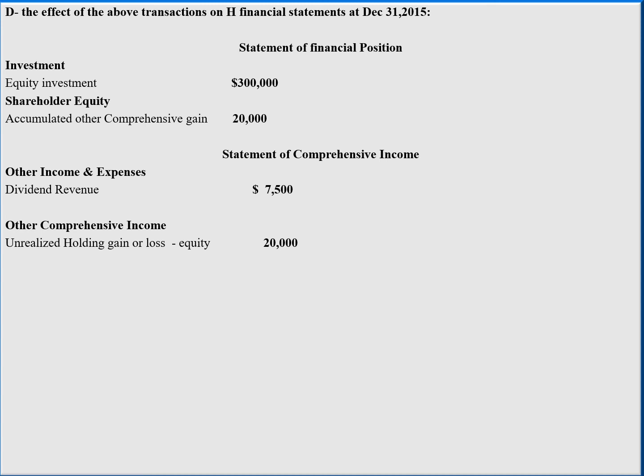يا شباب ده ال difference ان ال unrealized holding gain or loss in case of non-trading is part of the OCI. اما شباب لما خدنا ال unrealized holding gain or loss in case of trading equity investment ظهرت عندي شباب ايه under other income and expenses as a part of income statement.